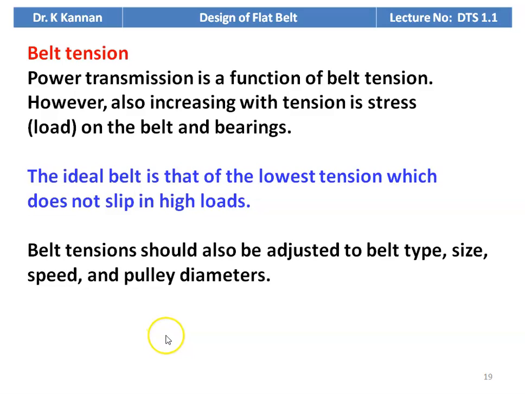The belt tension should also be adjusted to the belt type, size, speed and the pulley diameter. So we can adjust this. There will be provision in the pulley arrangement to adjust the belt tension. In all designs, there will be some arrangement for adjusting the belt tension, because when the belt is running over a period of time, the belt tension may change. So we require some provision in the arrangement of the belt drive to adjust the belt tension.